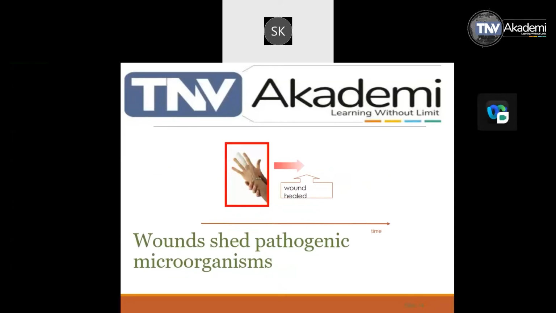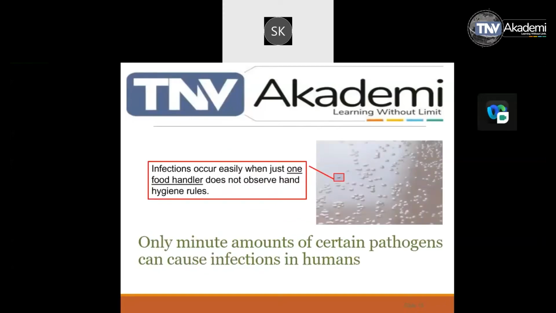Wounded hands can also carry pathogenic microorganisms. If there is any type of injury or wound, even a healed wound can contaminate the food, because that wound has organisms present, so if the hand comes into contact with the food they can contaminate it. Infection occurs easily when just one food handler does not observe hygienic rules. As we already discussed, if he has any type of infection or illness, that food handler can contaminate the food. Even a minute amount of a certain pathogen can cause infection in humans.